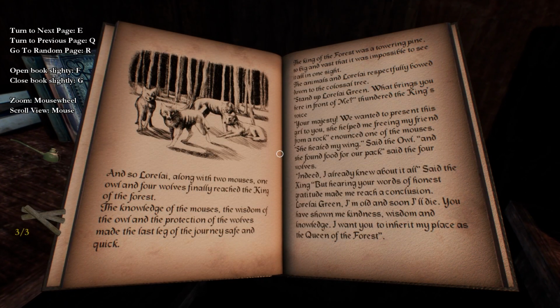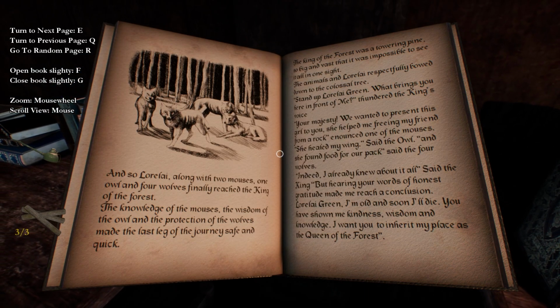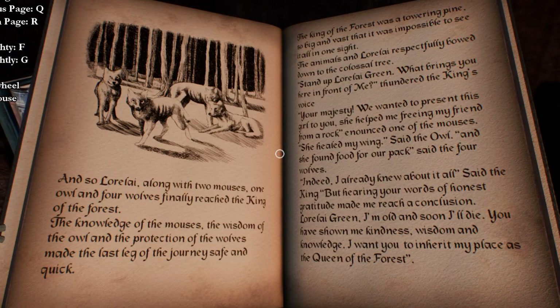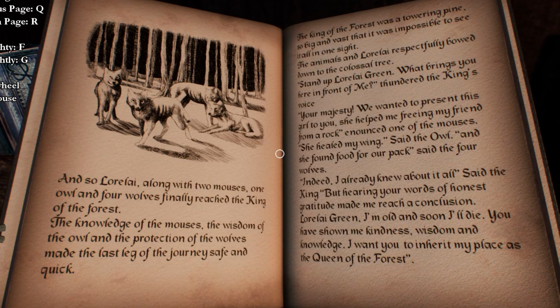And so Lorelei, along with two mouses, one owl, and four wolves, the knowledge of the mouses, the wisdom of the owl, and the protection of the wolves made the last leg of the journey safe and quick.